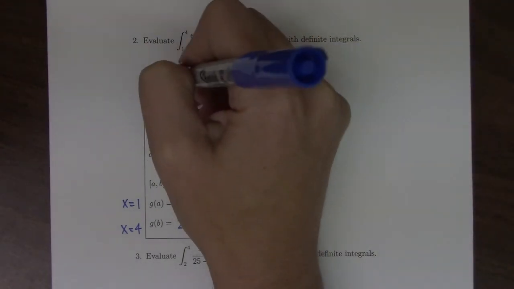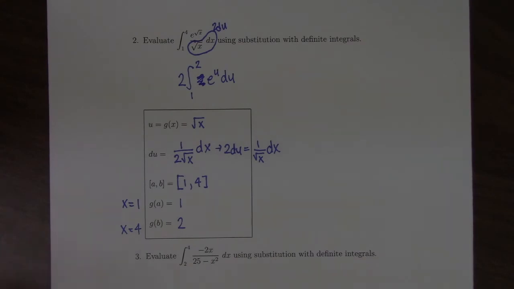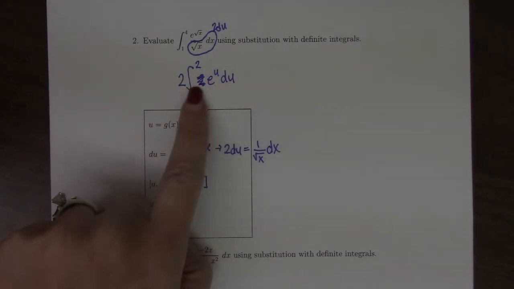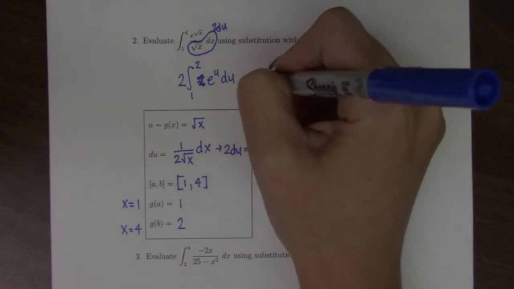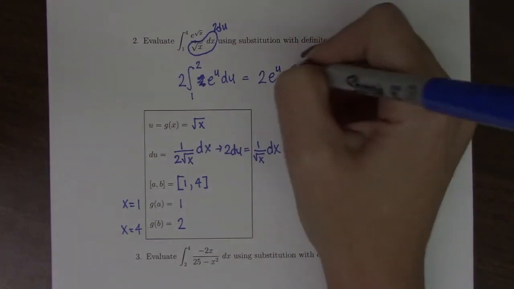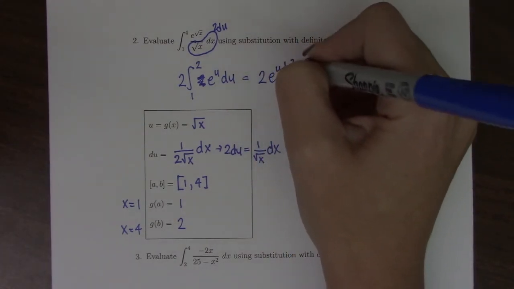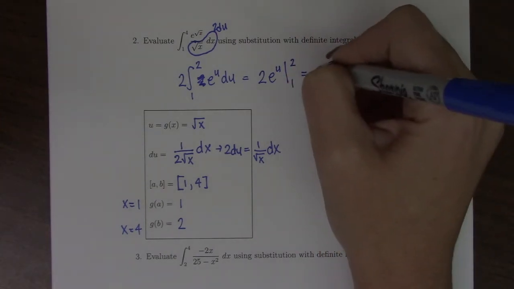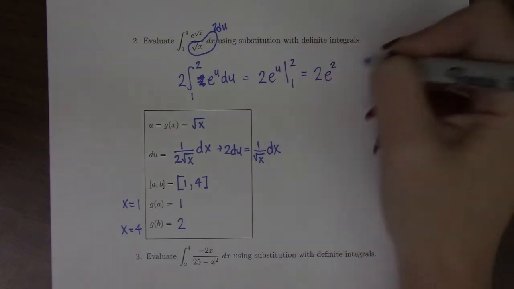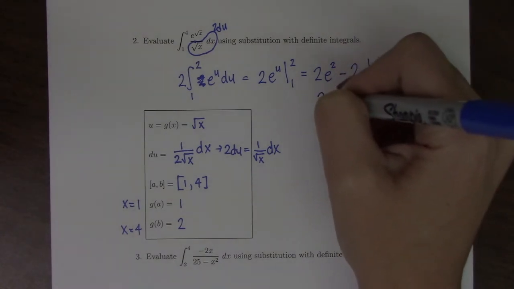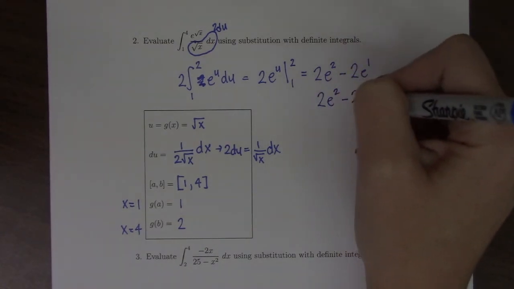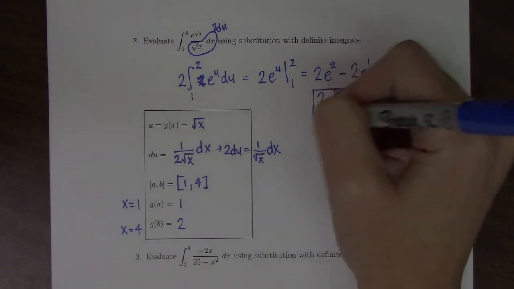So I can also put the 2 out front. That's probably a little bit better. So there's my 2 times du, there's my e to the u. The antiderivative of this is just 2e to the u, and since I've changed my bounds, I can simply finish the problem. So 2e squared minus 2e to the 1, so 2e squared minus 2e.